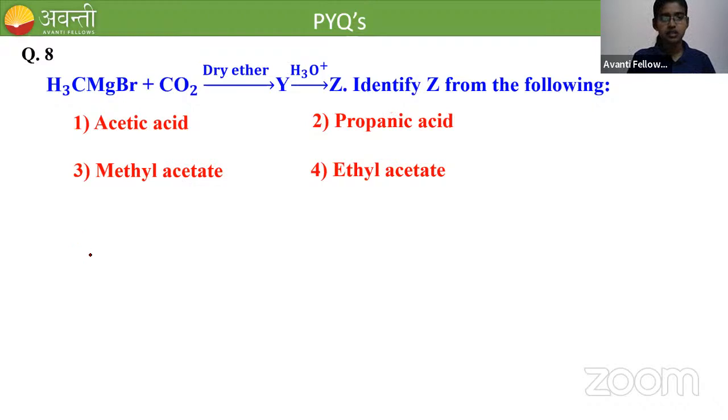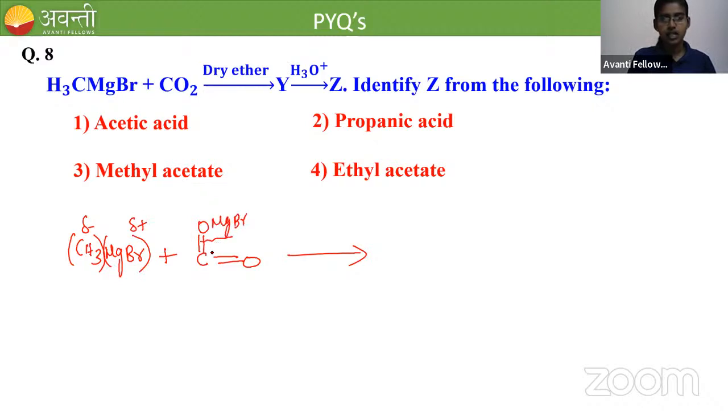So CH3MgBr is treated with carbon dioxide, which is called dry ice. What is the structure of carbon dioxide? C double bond O, in the presence of dry ether. You add this Grignard reagent to the C double bond O system. Break the bond, add the positive part to oxygen and the negative component to carbon. So what are you getting? C double bond O with CH3 here, and O minus, MgBr plus. So this is compound Y.